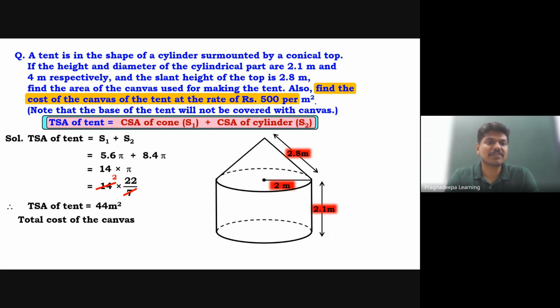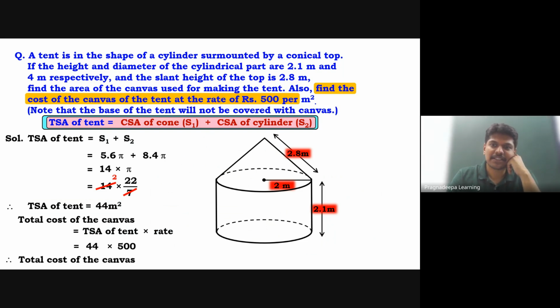Therefore, the total cost of the canvas is equal to 44 meters squared times the rate, that is 500. They are telling us that for 1 meter squared it is 500. So for 44 you multiply, and the total cost of the canvas is rupees 22,000. Looks small, but it's a huge tent. 22,000. Costly problem.